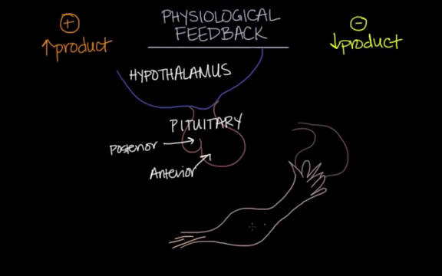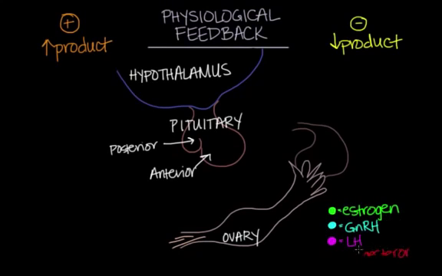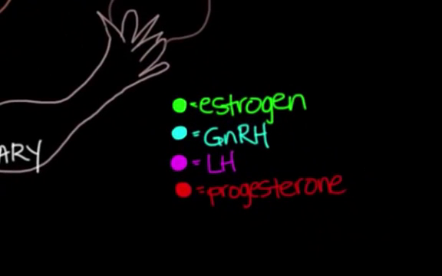Now, moving down, we have another organ called the ovary. So females have two ovaries that are located way further down in the body, while the hypothalamus and the pituitary gland are up in the brain. Now, I've also color-coded these four hormones that we're going to talk about, so that way we can keep them straight as we go through the process. The first is estrogen. The second is GnRH, or gonadotropin releasing hormone. The third is LH, or luteinizing hormone. And the last is progesterone.